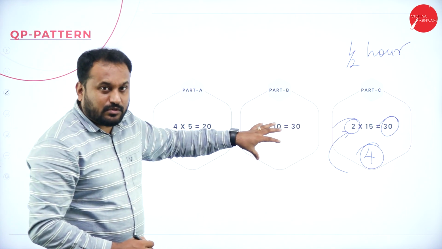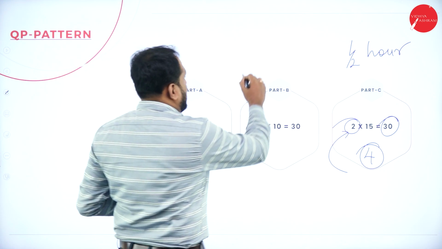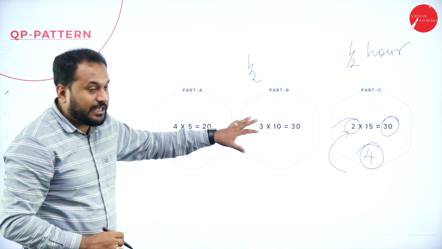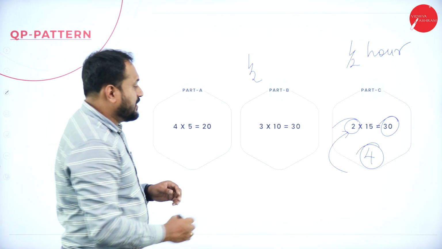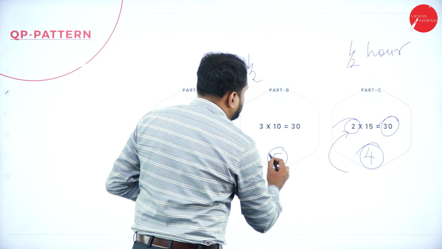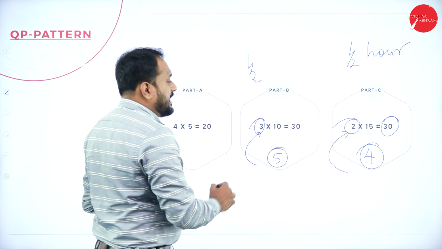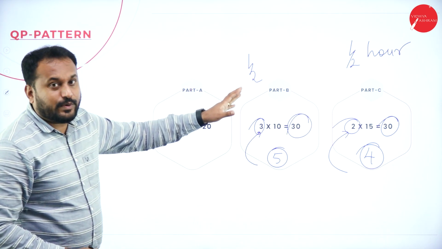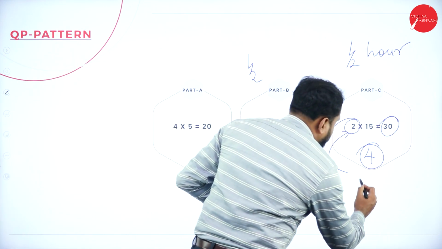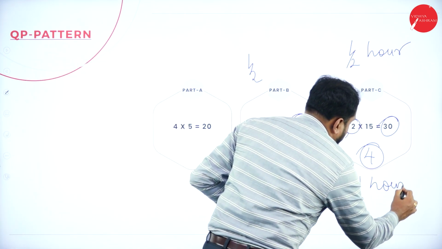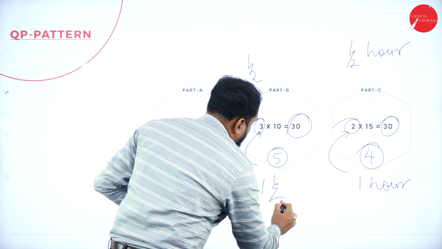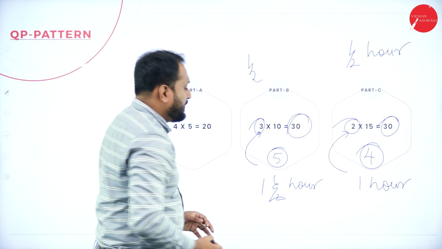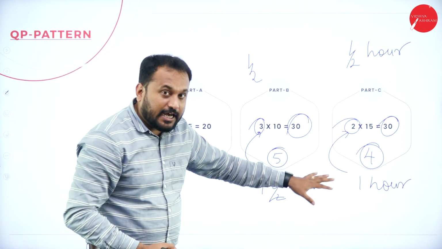Then Part B, you come to that. Here again you take half an hour, no issues. There will be 5 questions and you are supposed to write only 3, and that is how you will be getting 30 marks. Here we spent 1 hour, here we spent 1.5 hours, so 2.5 hours are already done.